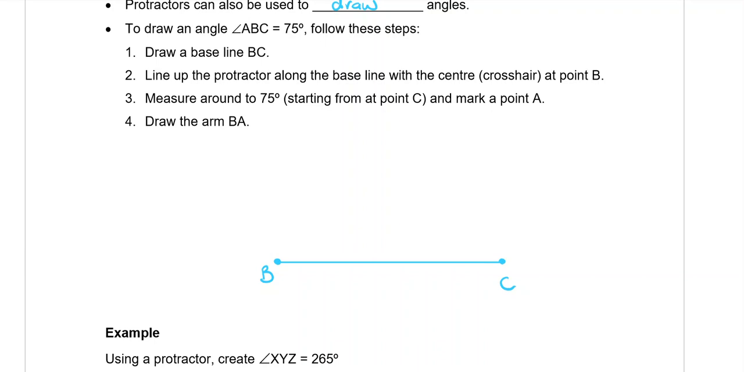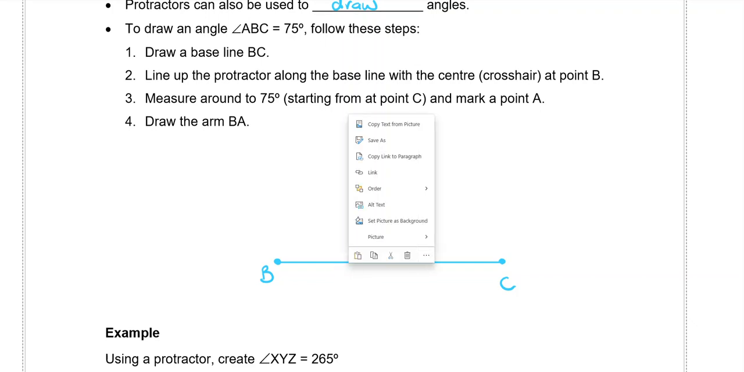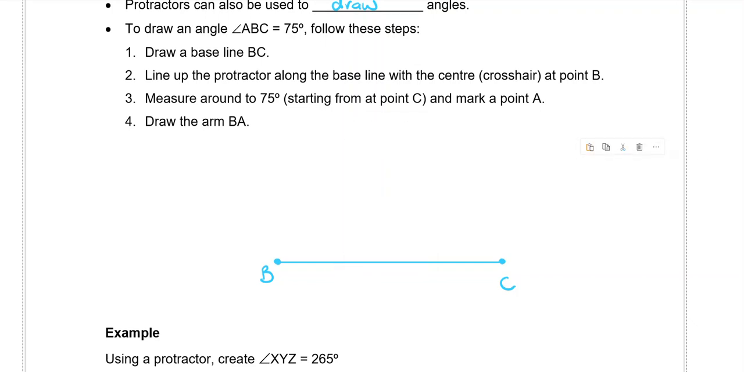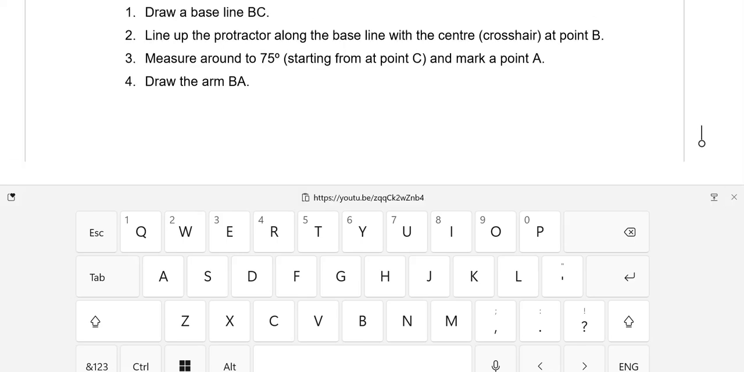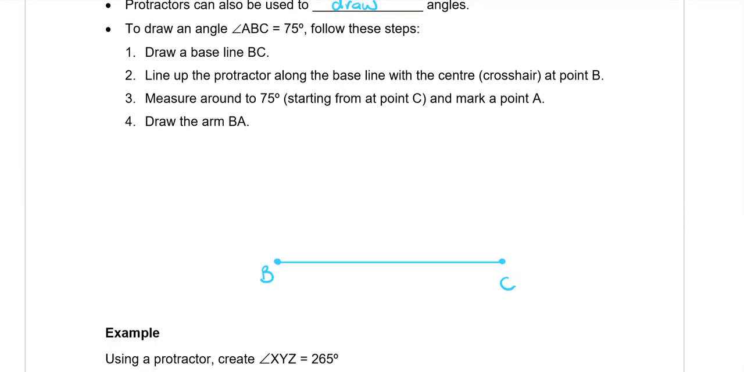Line up the protractor. This part you can't see unfortunately, but I do have my protractor that I'm lining up so that the T-bar at the bottom is on the B, and I line the bottom arm up across that line there that I've drawn in blue. Okay, so now I want to measure around to 75 degrees. So from that bottom side, I find the 0, I come around to 75 and I put a little dash next to my protractor.